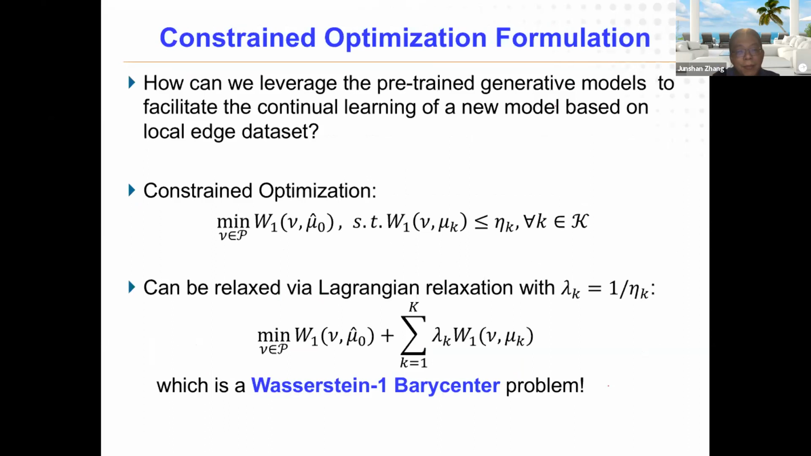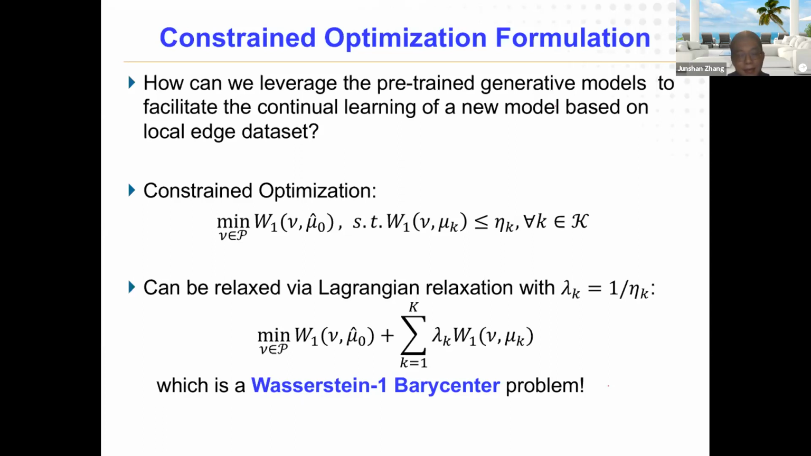We are trying to train a new generative model for a new edge learning task. So how can we leverage pre-trained generative models from other edge nodes to facilitate the continual learning of a new model based on the local edge data set only? Mathematically, we can treat it as a constrained optimization problem.